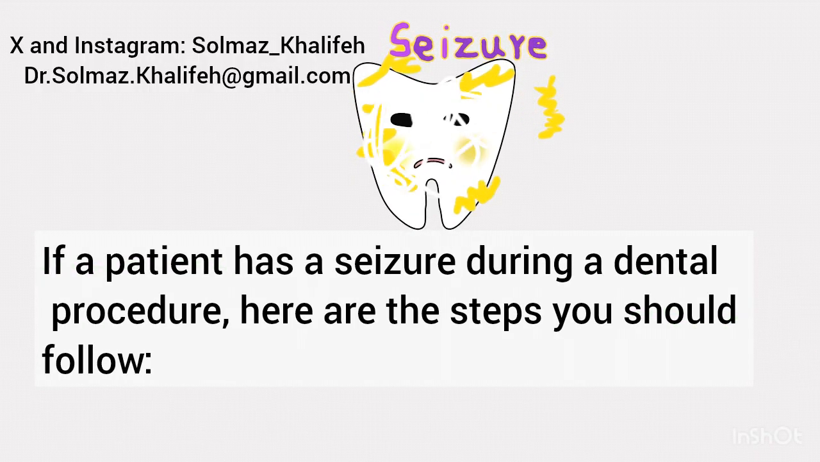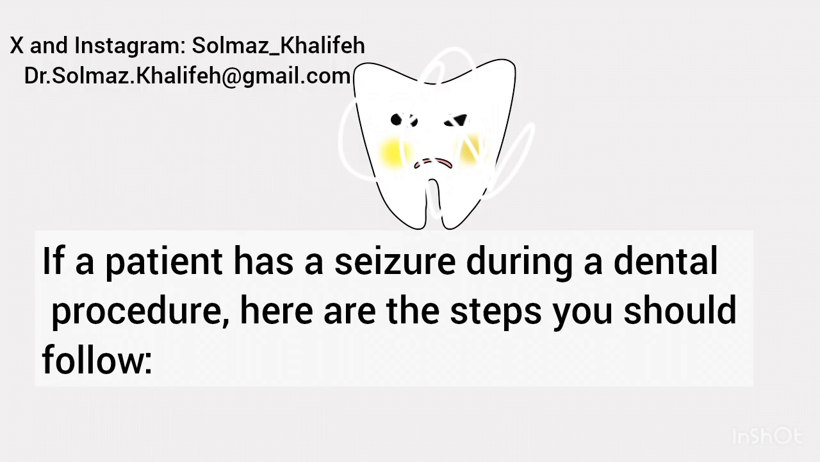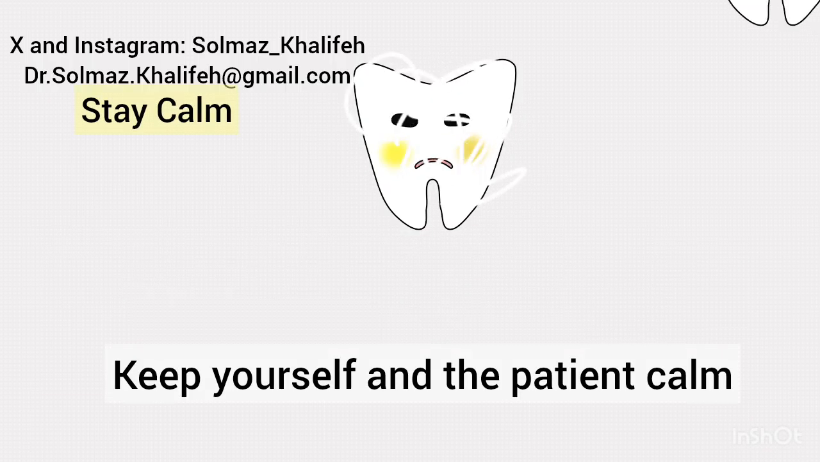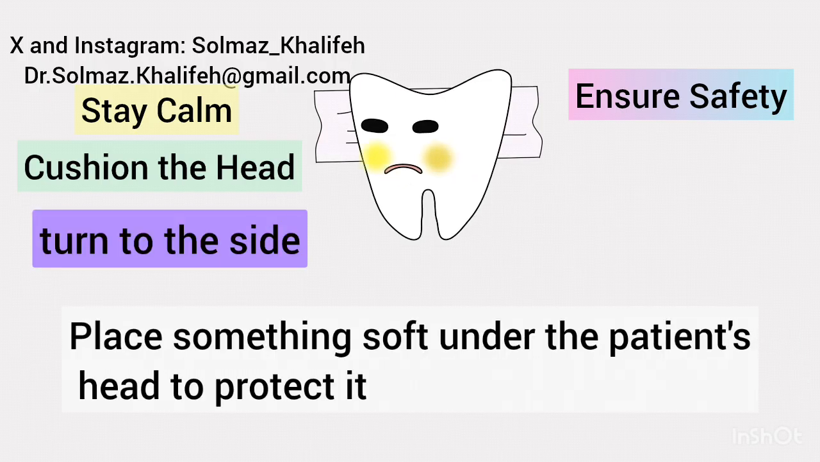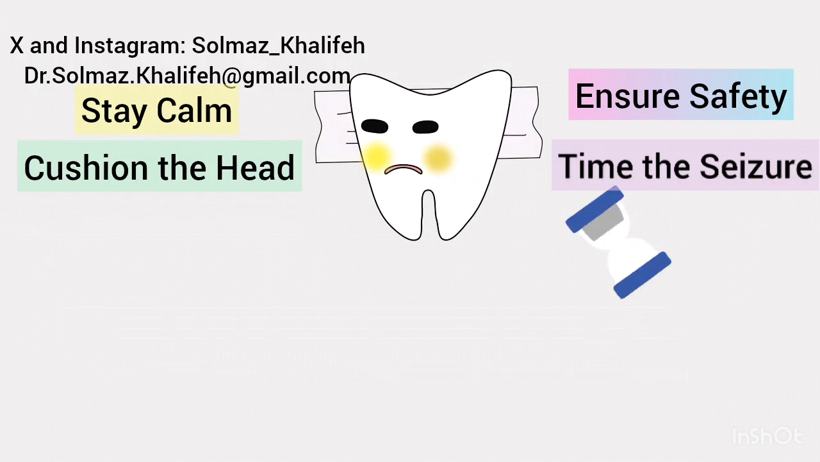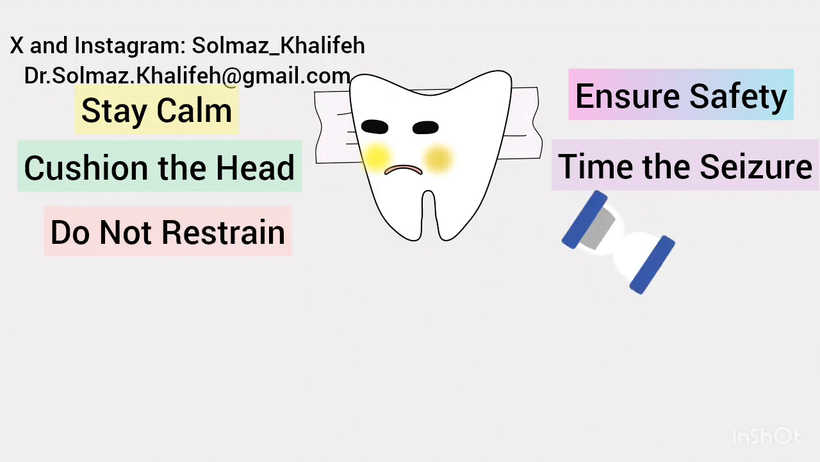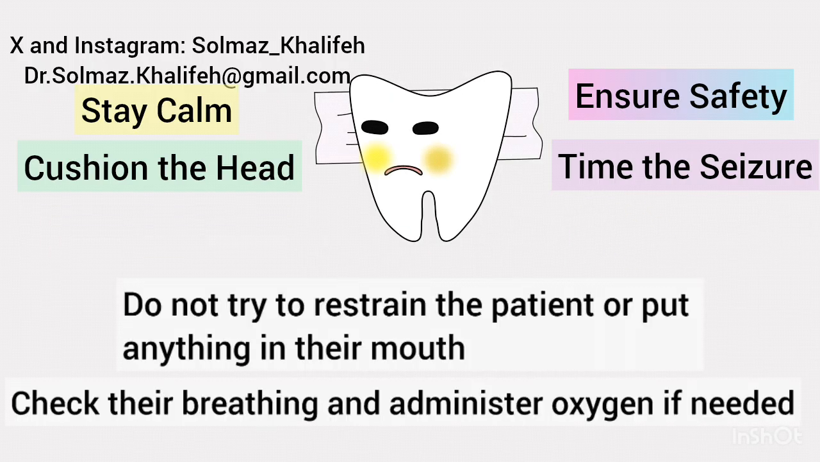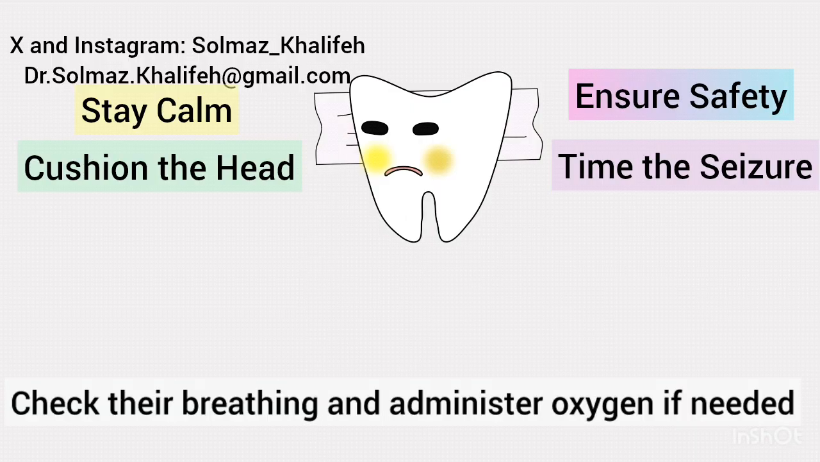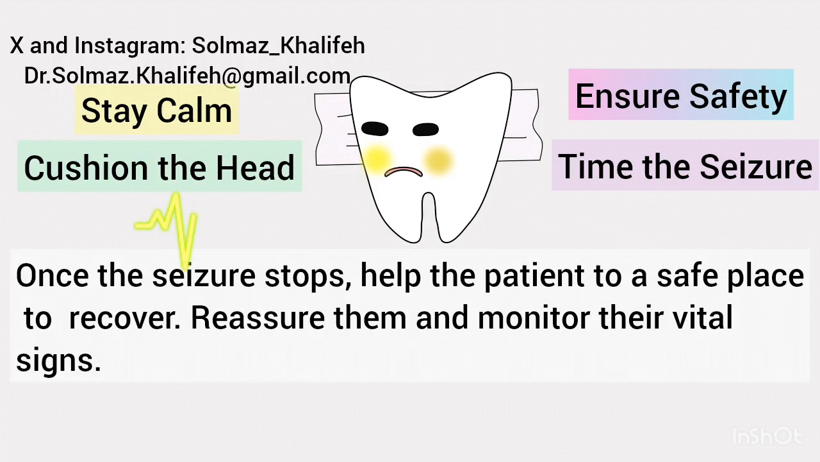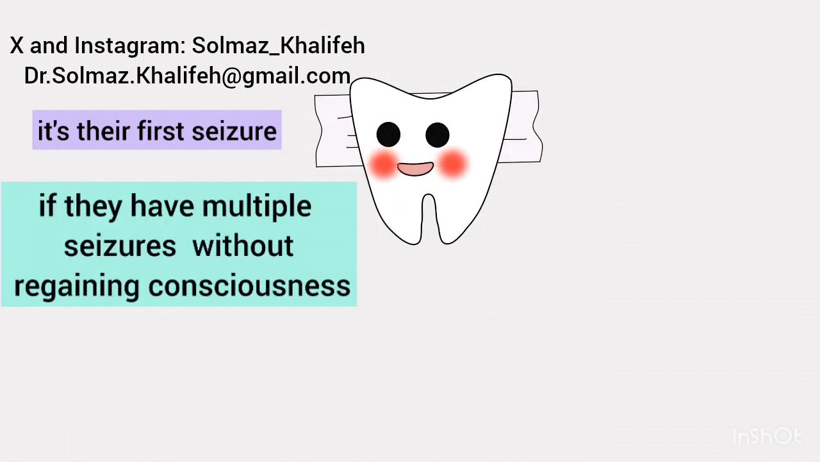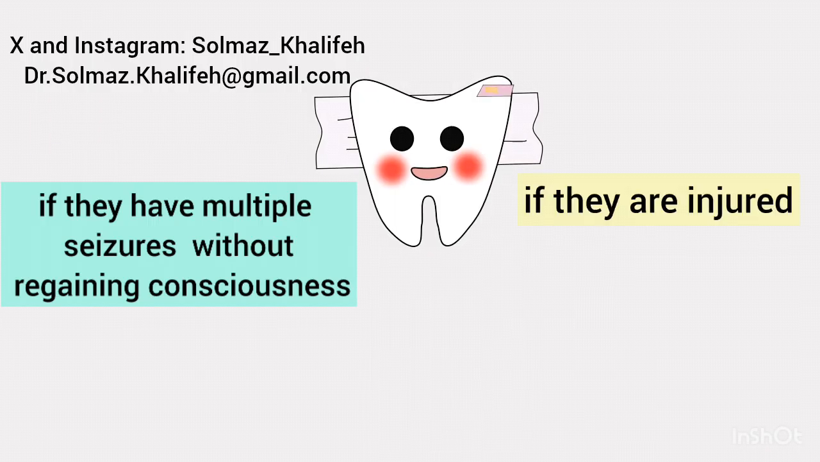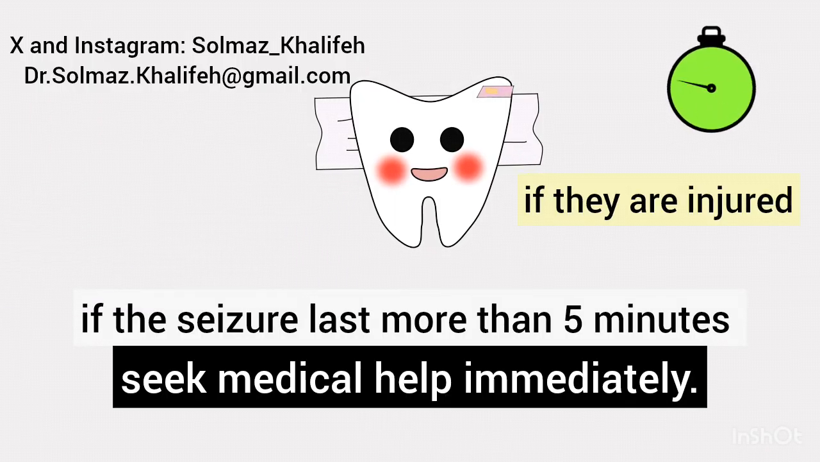If a patient has a seizure during a dental procedure, here are the steps you should follow. Stay calm, ensure safety, cushion the head, turn the patient to the side, time the seizure, do not restrain, and monitor breathing. After the seizure, once it stops, help the patient to a safe place to recover and monitor their vital signs. If it is their first seizure, or if they have multiple seizures without regaining consciousness, or if they are injured, or if the seizure lasts more than 5 minutes, seek medical help immediately.